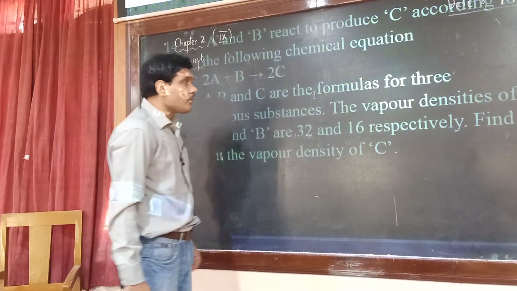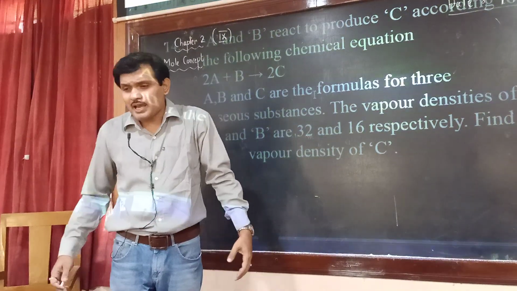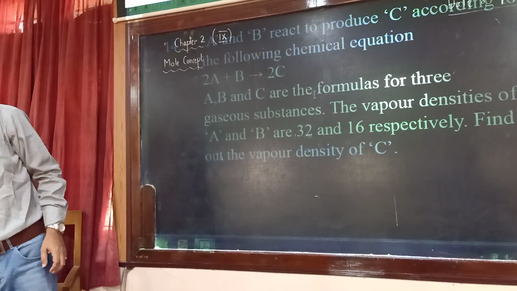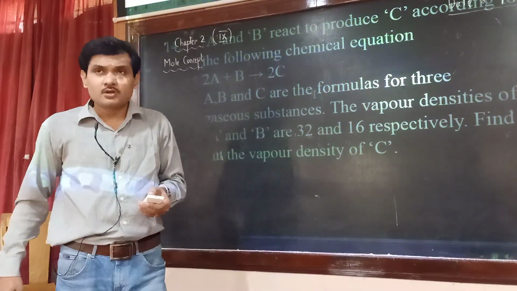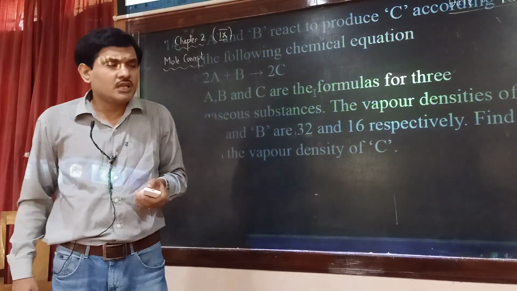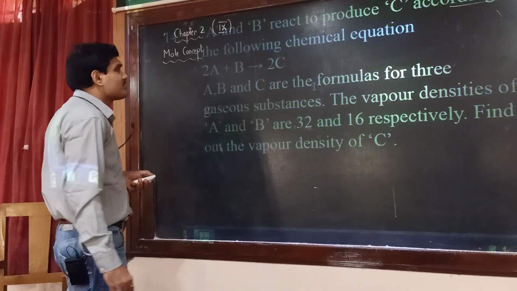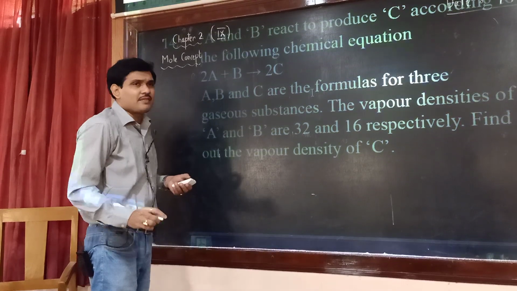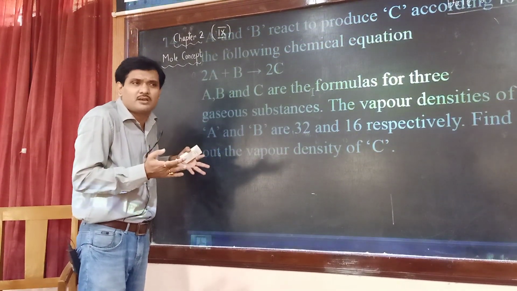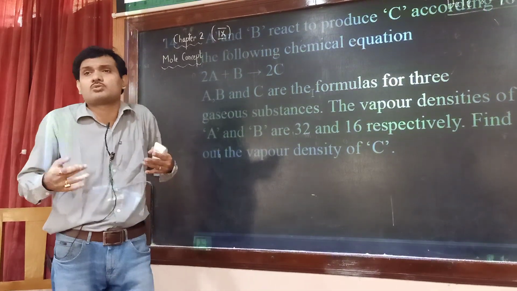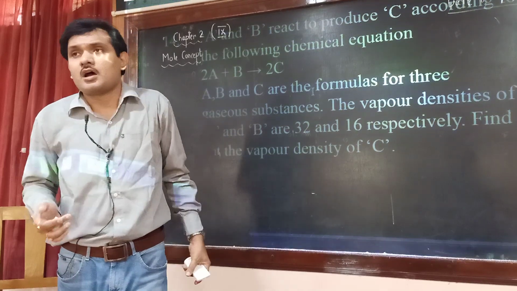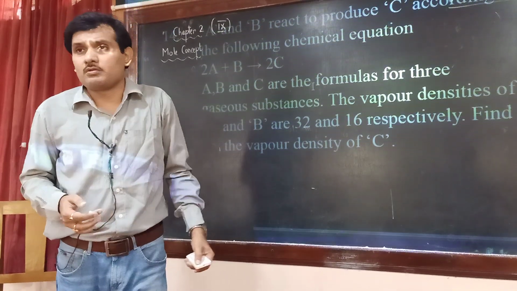So the concept which we have to apply is definitely the mass conservation principle in chemical reactions. For every chemical reaction, the total mass on the reactant side will be equal to the total mass on the product side. This is the major concept that will be involved in solving this particular problem.